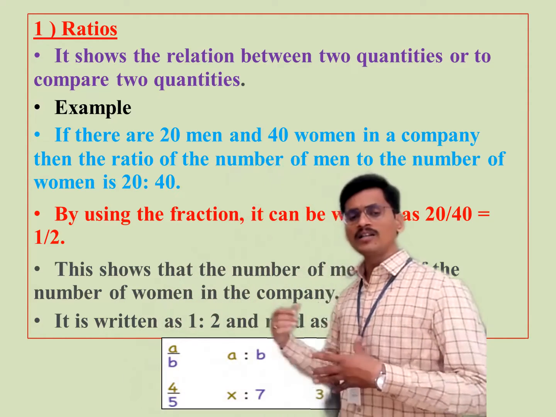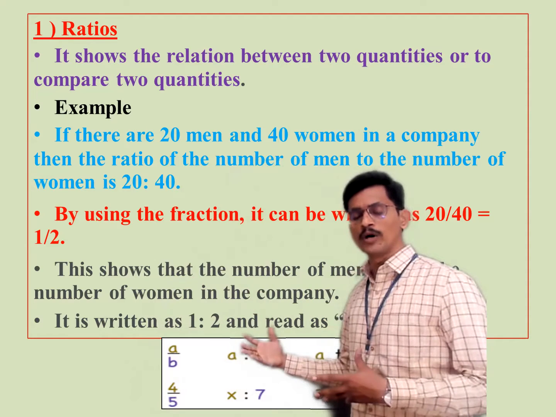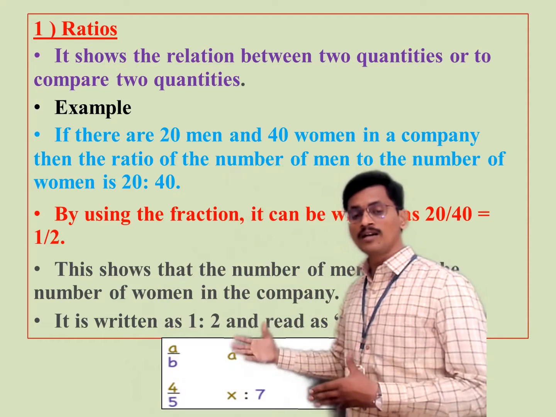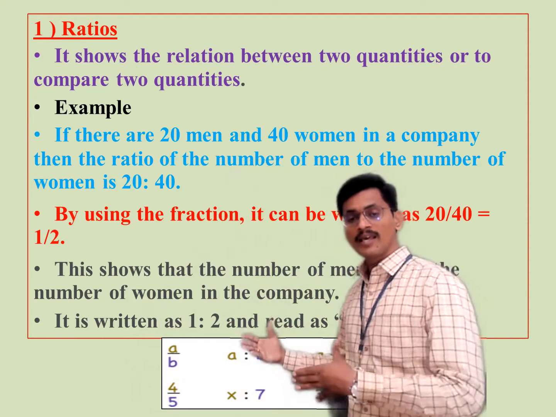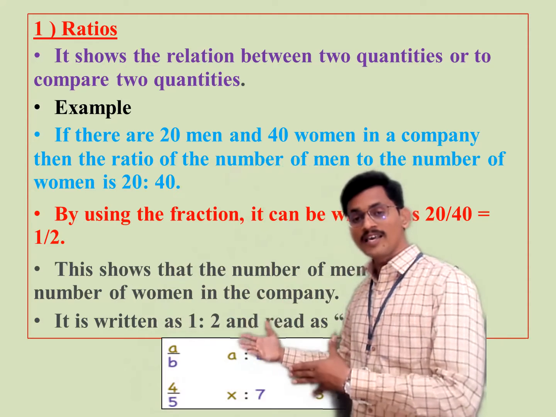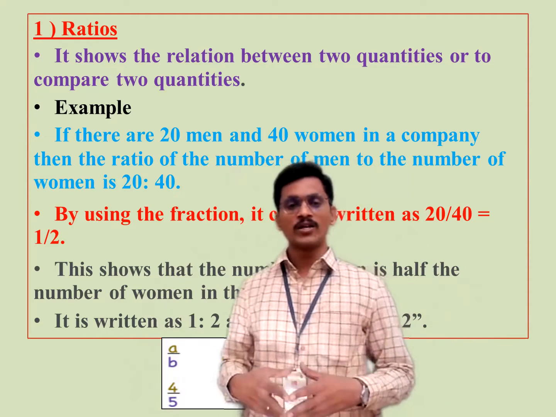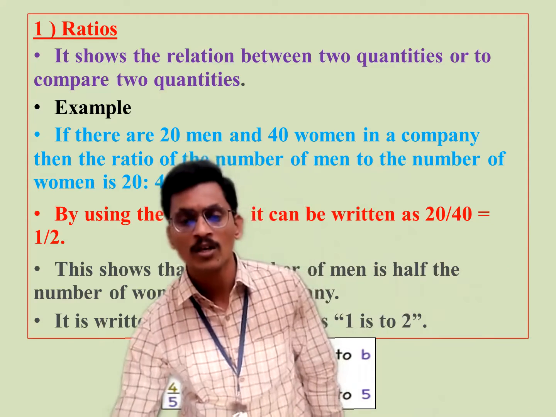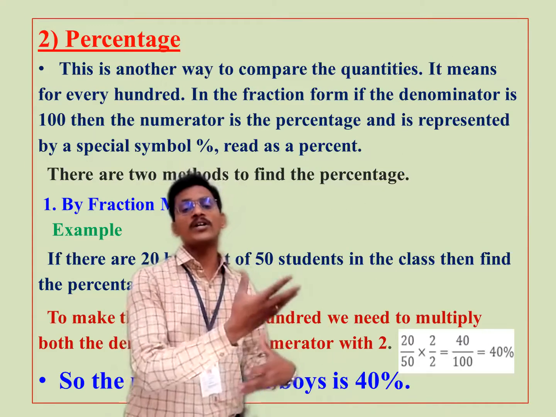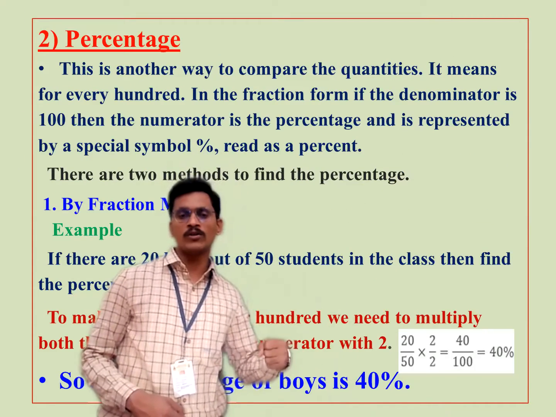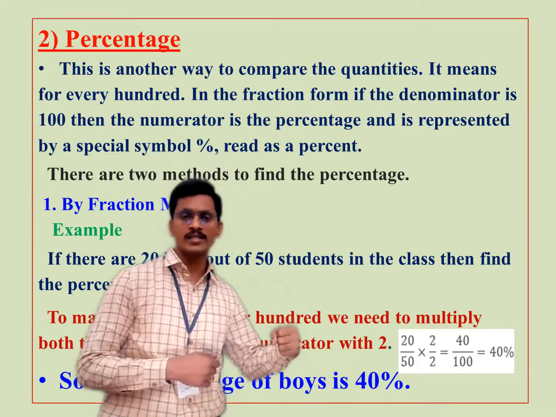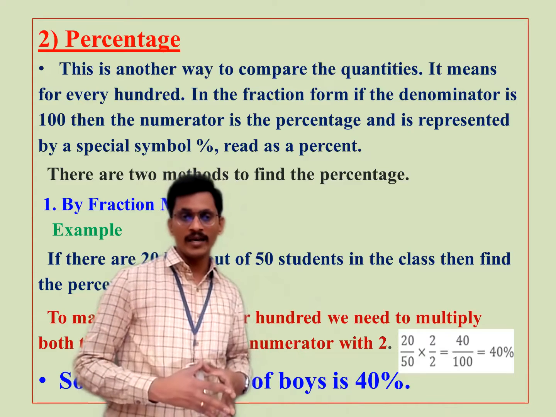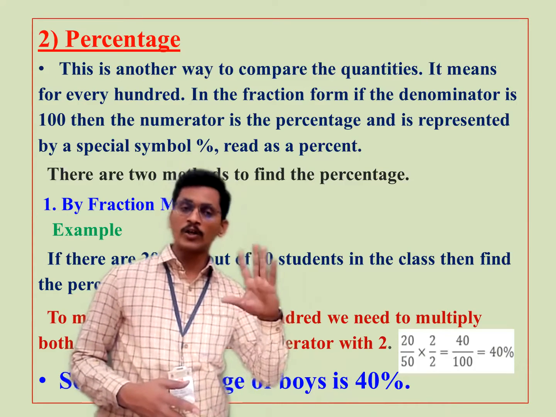Now, how to write the ratio 1:2 and how to read it? 1 is to 2, like that. So we can read or write a ratio. So next is percentage in comparing quantities. Comparing quantities, the first was ratio.